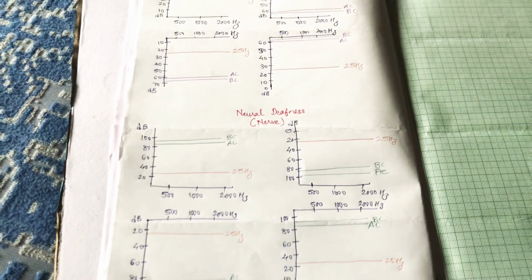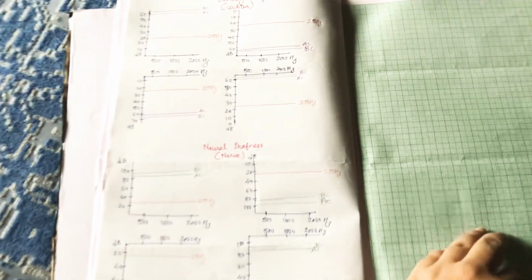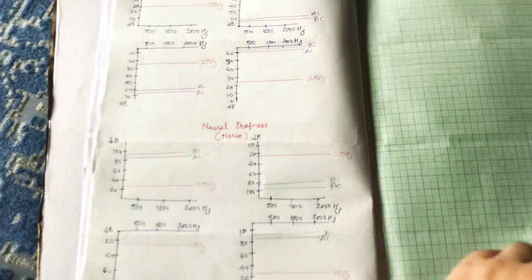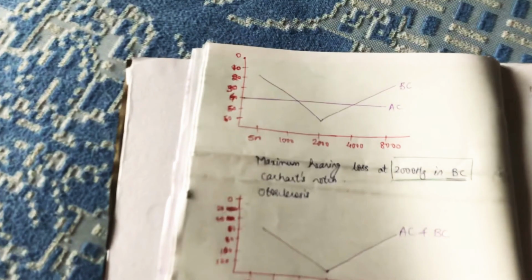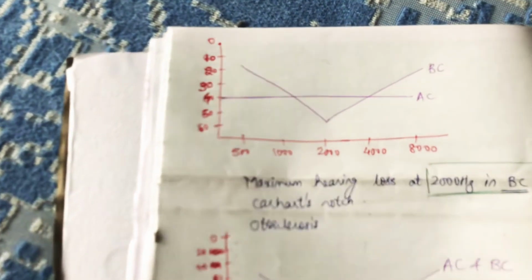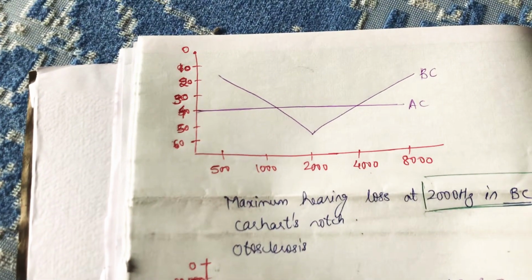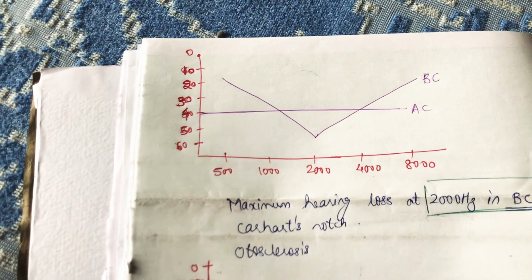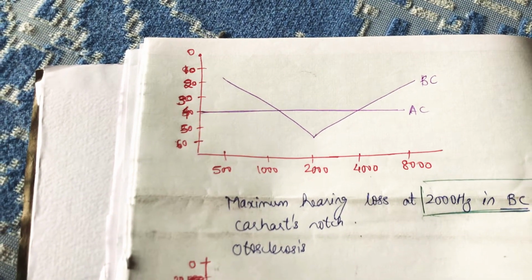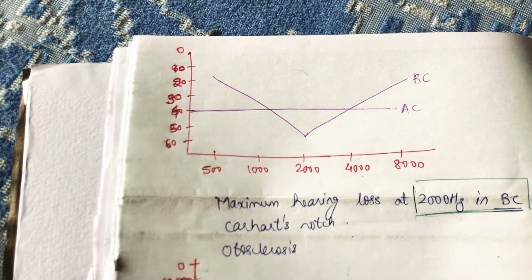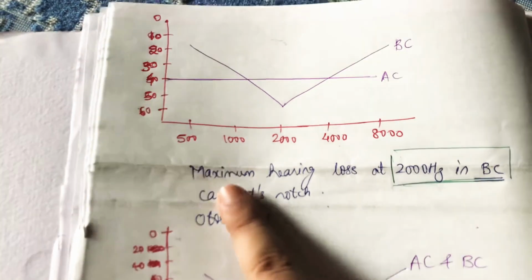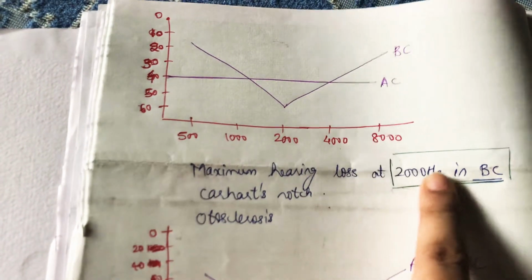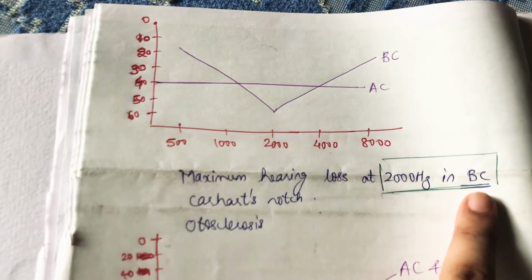And there are certain special conditions. For example, we have autosclerosis. Autosclerosis is a type of conductive deafness. So there should be an air-bone gap present. Your air conduction is plotted at 40 decibels and your bone conduction should be below 25 decibels. But like I said, it's a special condition in which there is a maximum hearing loss at 2000 hertz only in the bone conduction graph.